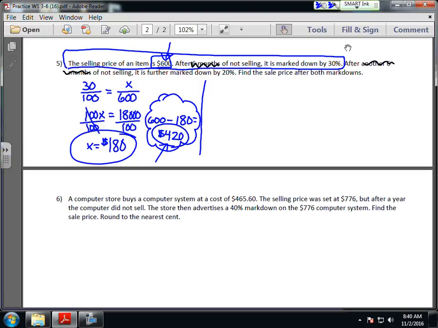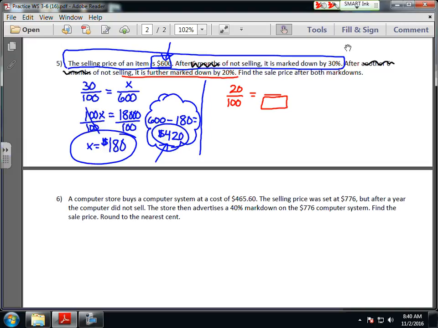So it sat on the shelves for 6 more months, and at $420, it still wasn't selling. So they marked it down again. They marked it down by 20%. What am I going to put here?